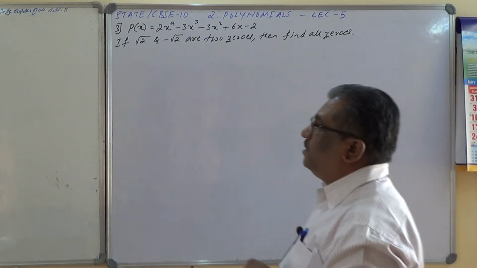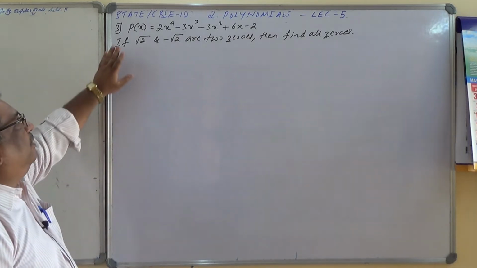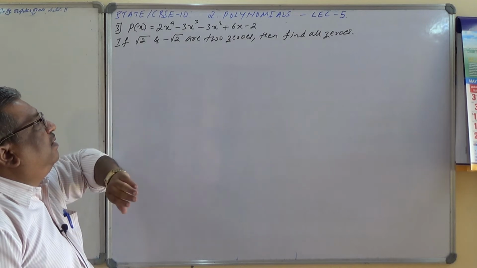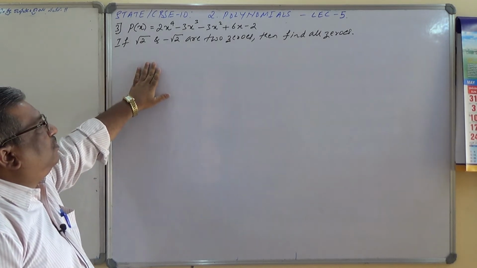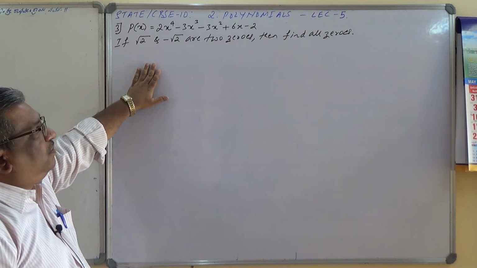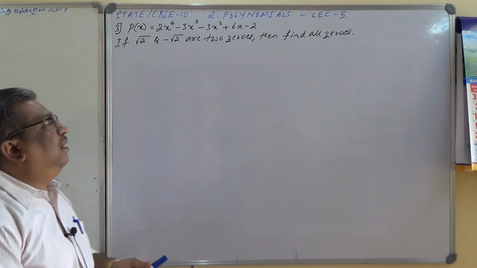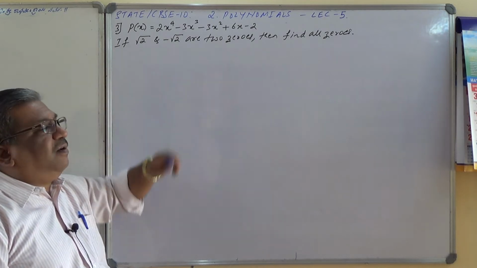Here we have a typical sum once again, and see here, if p of x equals 2x to the power 4 minus 3x cube minus 3x square plus 6x minus 2, and if root 2 and minus root 2 are the two zeros, then find all the zeros. Here we have to find all the zeros. Two zeros are given and find all the zeros.